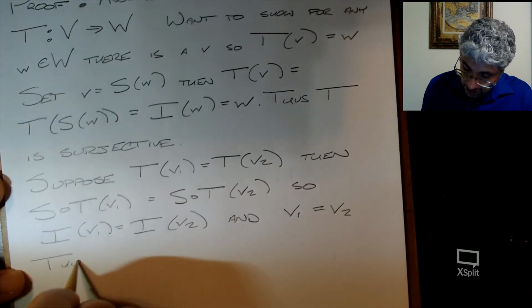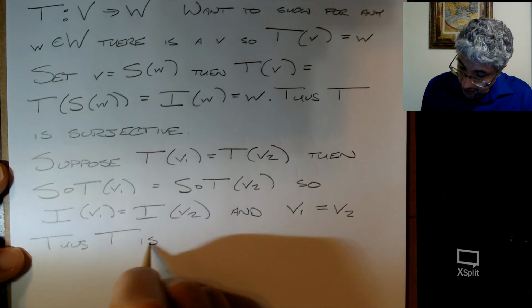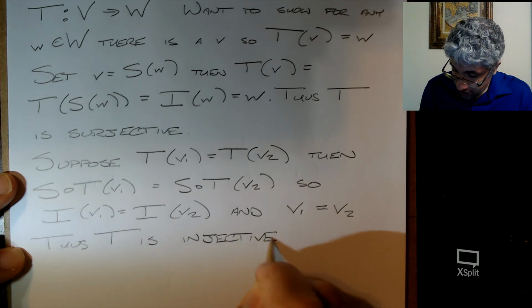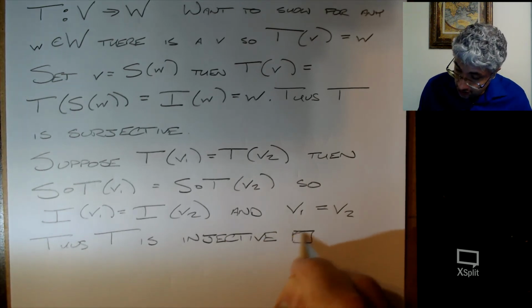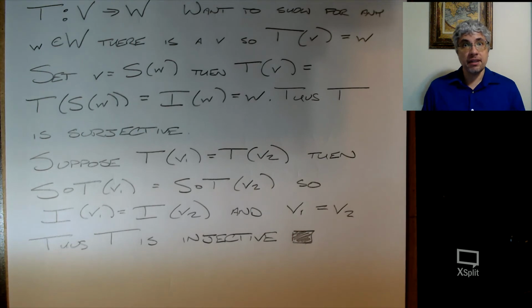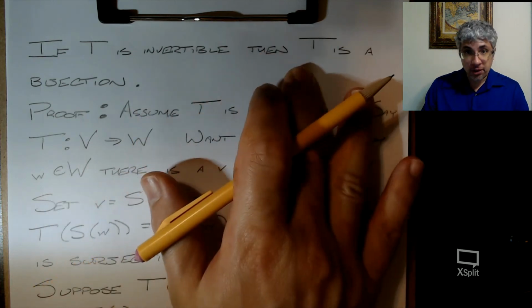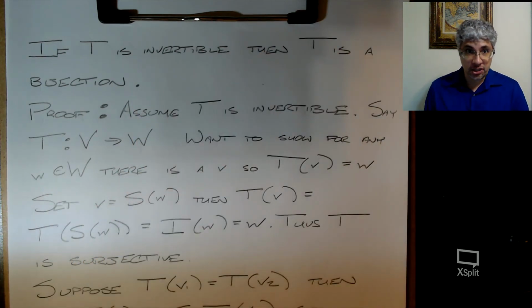And this shows that T is injective. So we showed it is surjective and we showed it is injective, and then by definition that means it is a bijection. So we showed that if T is invertible, then T happens to be a bijection. So what else would we like to show? Well, we'd like to show next that if T is a bijection, then T is invertible. So we know if you're invertible, you're automatically a bijection, but we haven't shown that every bijection is invertible. Let's do that in the next video.